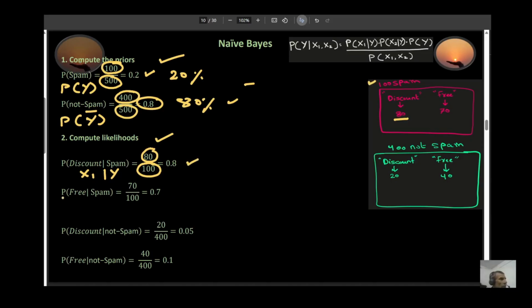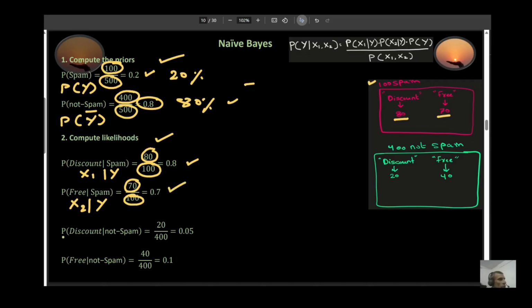Well, now you calculate probability of free given that email is a spam. In other words, probability of your X2 given that your Y is spam. That will be equal to the total number of times the word free appears in your spam. In this case, it's 70 right here. And the total number of emails which are spam is 100. So 70 divided by 100 and the answer is 0.7.